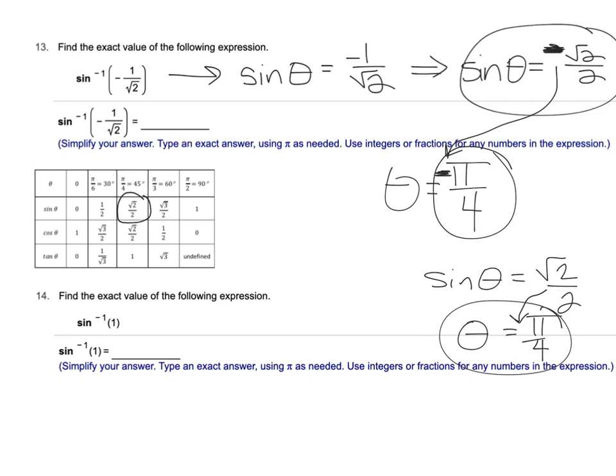Now let's look at number 14. The inverse sine of 1. That's what we want to find. So remember, we can rewrite this. It's the same thing as saying the sine of theta equals 1, and we want to find what is my theta. Once again, we know it's the sine we're talking about, so we come to our reference chart right above. Where is the sine 1? Positive 1. That happens at pi over 2. So my answer, my theta, is pi over 2.